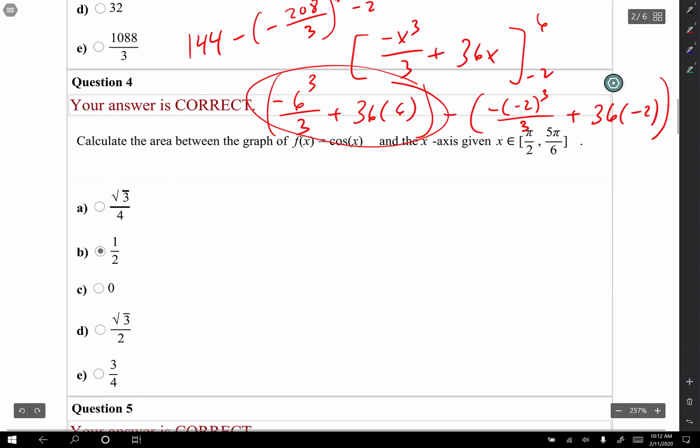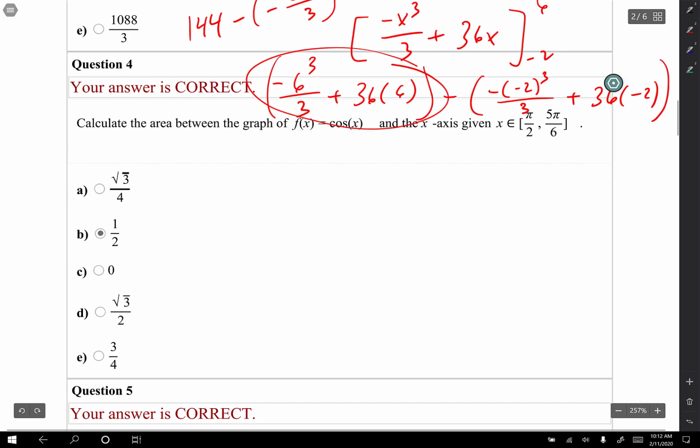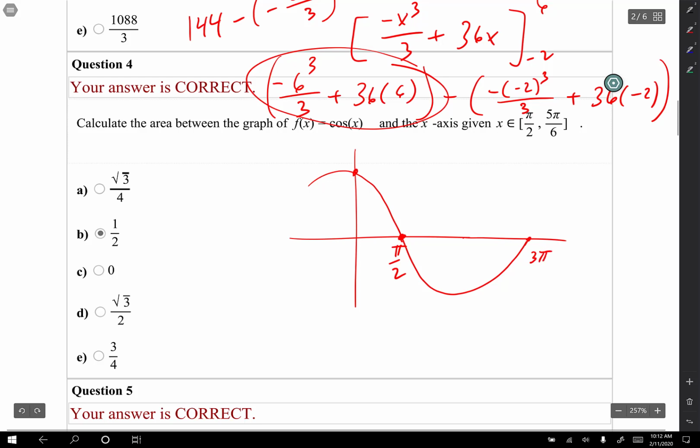All right, calculate the area between the graph of cosine and the x-axis. So cosine x starts at 0, 1, and at pi over 2, I know that it's 0, and then 5 pi over 6, I know that it's going to look like this. Here's pi over 2, and this guy here is 3 pi over 2. This one's pi. So 5 pi over 6 is really close to pi, so they want this area here.